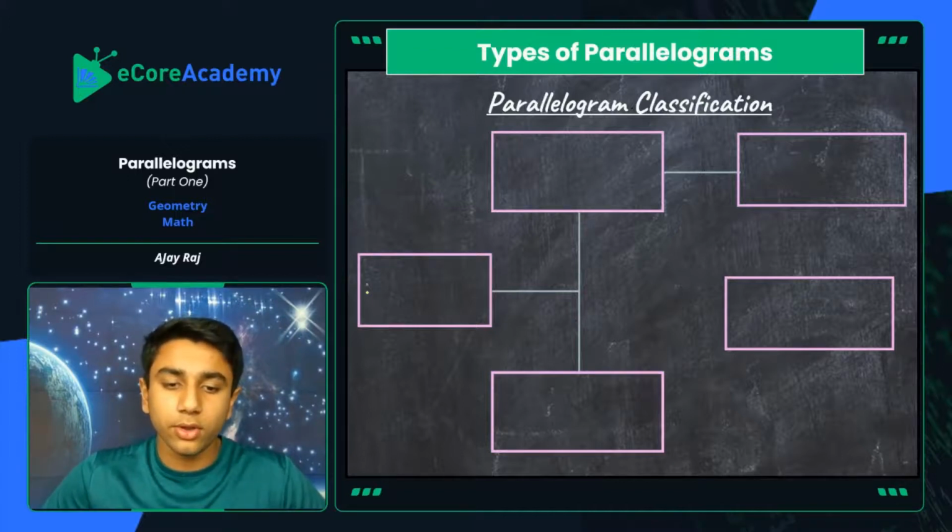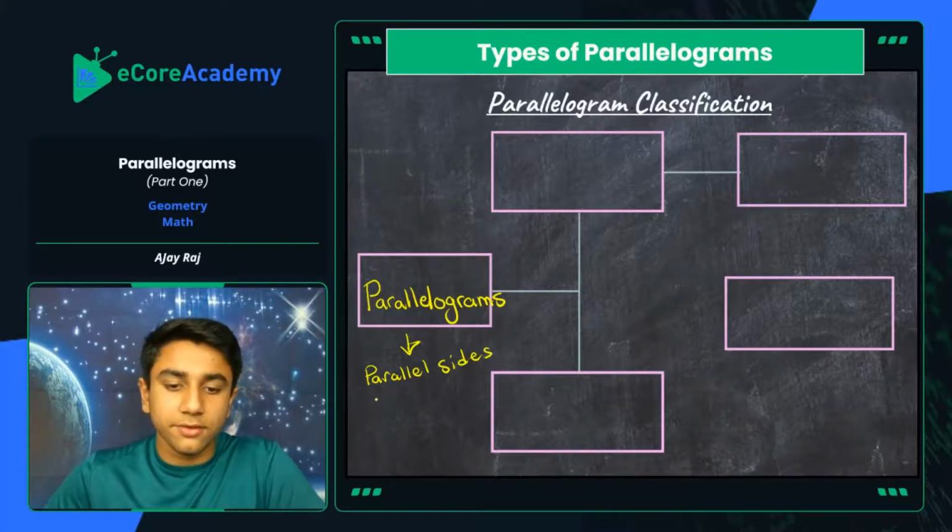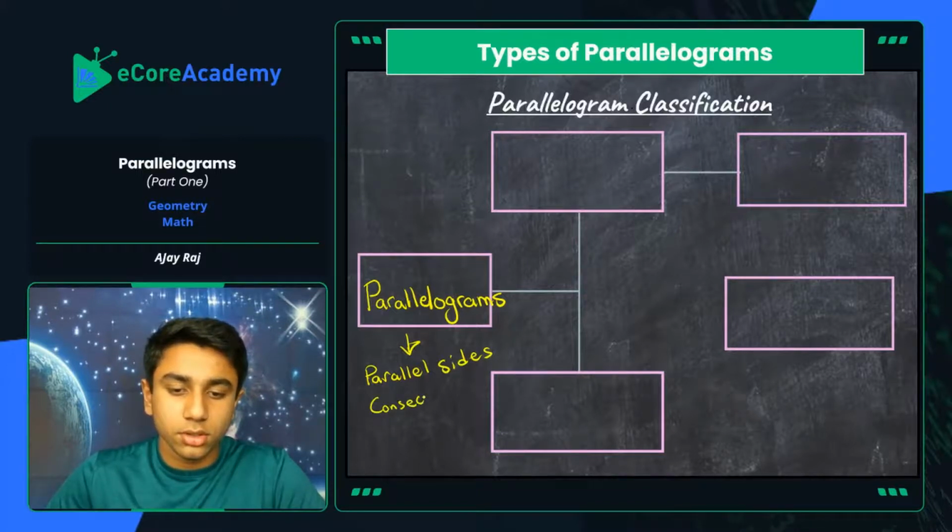So first we have here our parallelograms, our father of quadrilaterals, I'd say. That's our parallelograms right here. This is the basic structure. So this is going to be your parallel sides. It's going to have your consecutive angles supplementary. And then equal opposites. I'm going to say equal opposites for both angles and sides, so I'm just going to leave it as equal opposites.